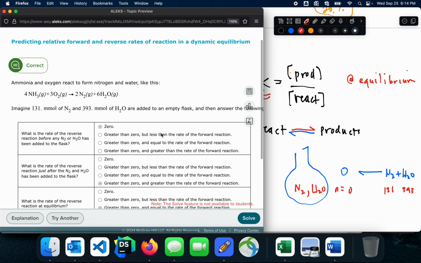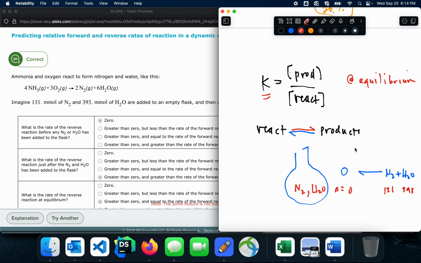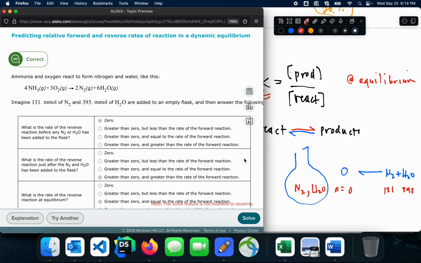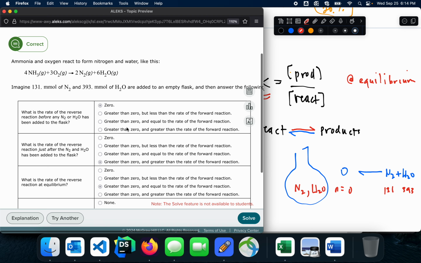Anyways, I think you get the point. What we're doing here is setting up the reaction. For each one of these instances, go ahead and set the reaction up and find out what's going on. If it's already at equilibrium in the beginning, then you're going to have some forward and backwards reaction. But if you've got nothing in there, it's going to be 0. Hopefully that's helpful.